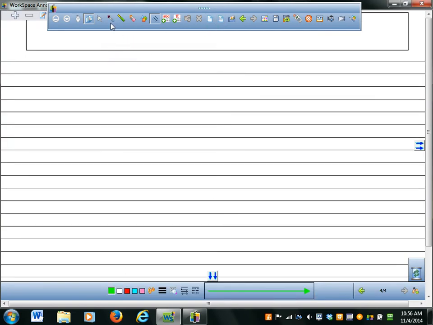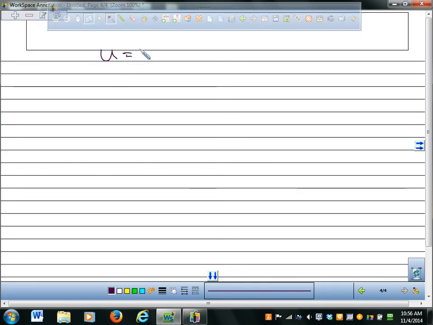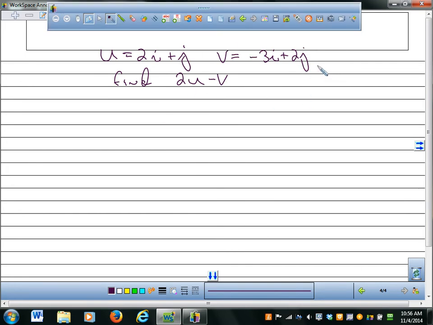Zach. So u equals 2i plus j, and v equals negative 3i plus 2j, and they'll say find 2u minus v. With this, like I said, it's just a little bit easier to keep your components organized if you're labeling them with i's and j's.